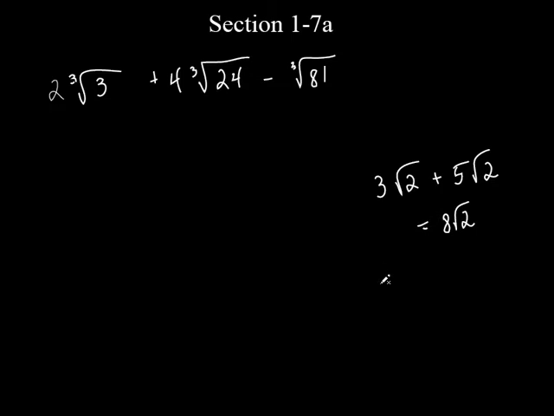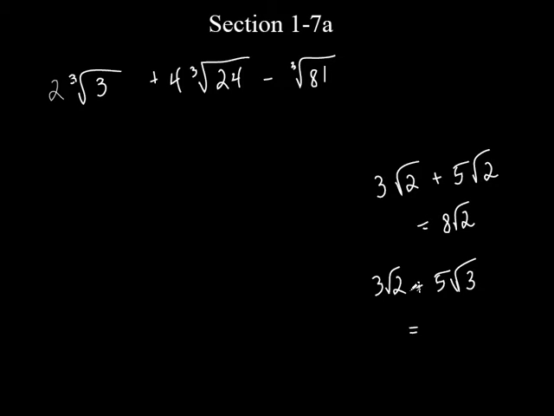What if you had 3 square root of 2 plus 5 square root of 3? How would you add those together? You can't. That's right. Not unless you put them as decimals and add the decimals. But as far as these terms right here, you really can't add those together. They're different terms. This is the square root of 2. This is the square root of 3. They're different terms, and you can't get 8 of anything.